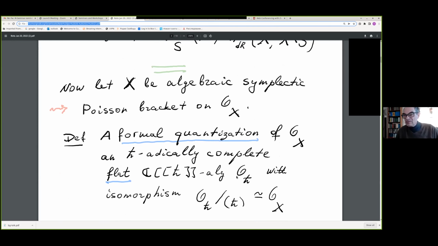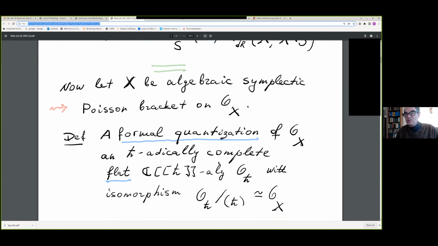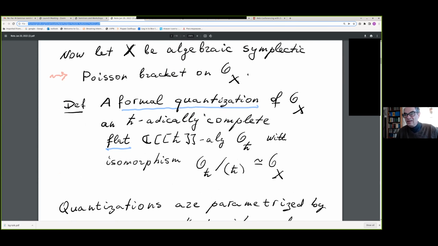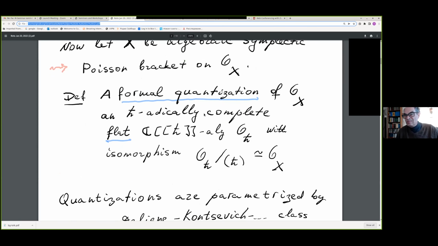So now we are interested in quantization. So now we assume that this X is actually an algebraic symplectic manifold. So it has a symplectic form, an algebraic symplectic form. And then, as we know, any symplectic manifold produces a Poisson bracket on the ring of functions. And this is the initial data needed for quantization. So I remind you, nowadays it's a completely standard definition.